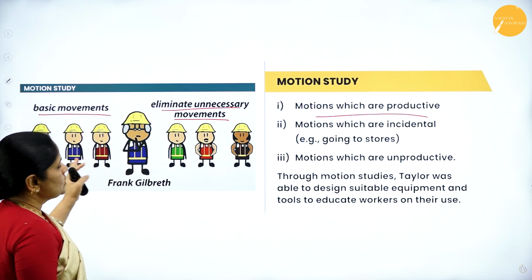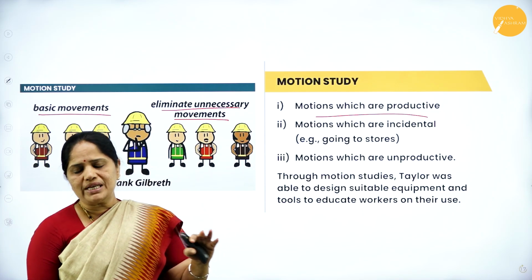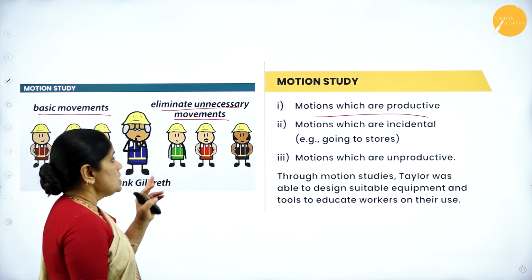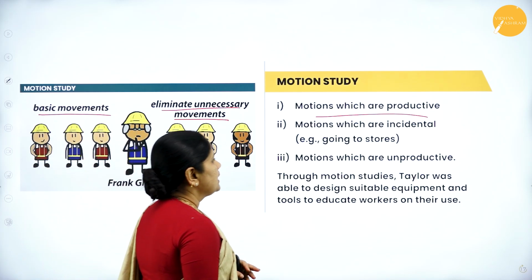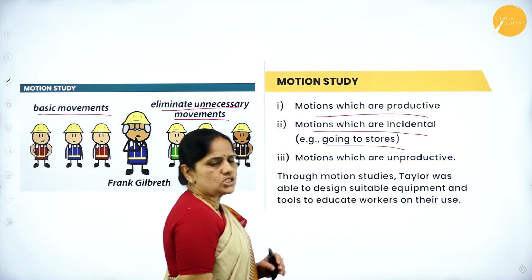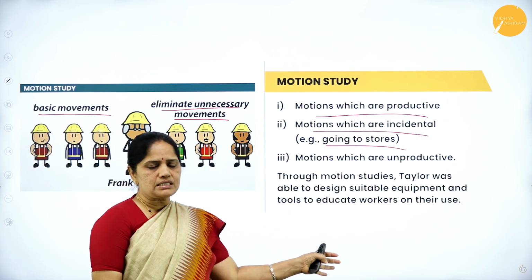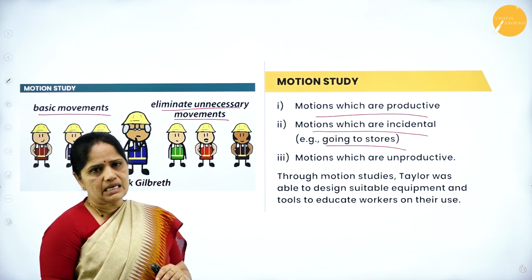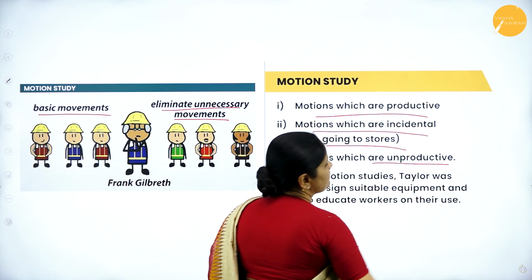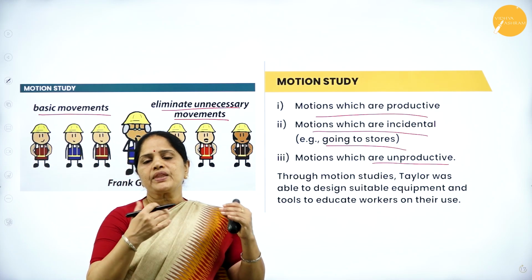So you have to see that when the workers are working, what are those movements which are productive, what are those movements which are not productive. So we have to see that. Next one is motions which are incidental. Example, going to the store. So there are certain motions. A worker has to go to the store to get some tools. So they are incidental. Then motions which are unproductive. So we have to see that the worker does not move his body in such a way that those motions are unproductive.